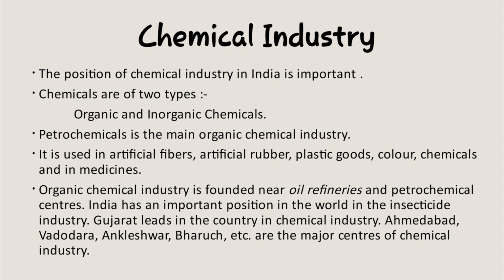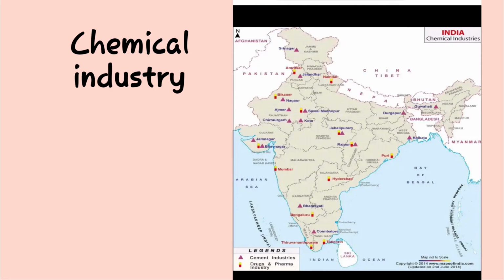India has an important position in the world in the insecticide industry. Gujarat leads in the country in chemical industry. Ahmedabad, Vadodara, Ankleshwar, Bharuch, etc. are the main centers of chemical industry. This map will give you a clear idea about the main chemical industries located in our country.